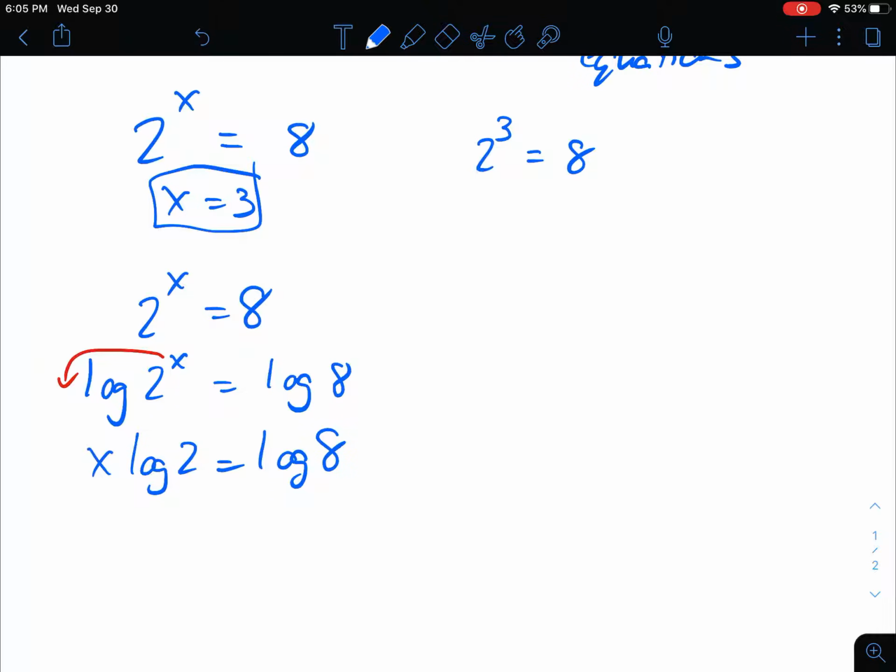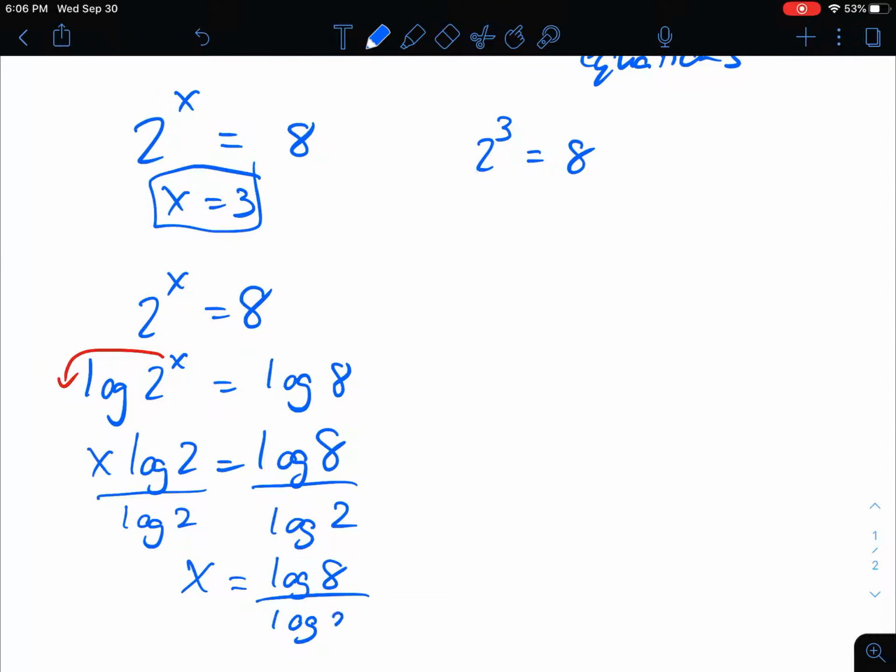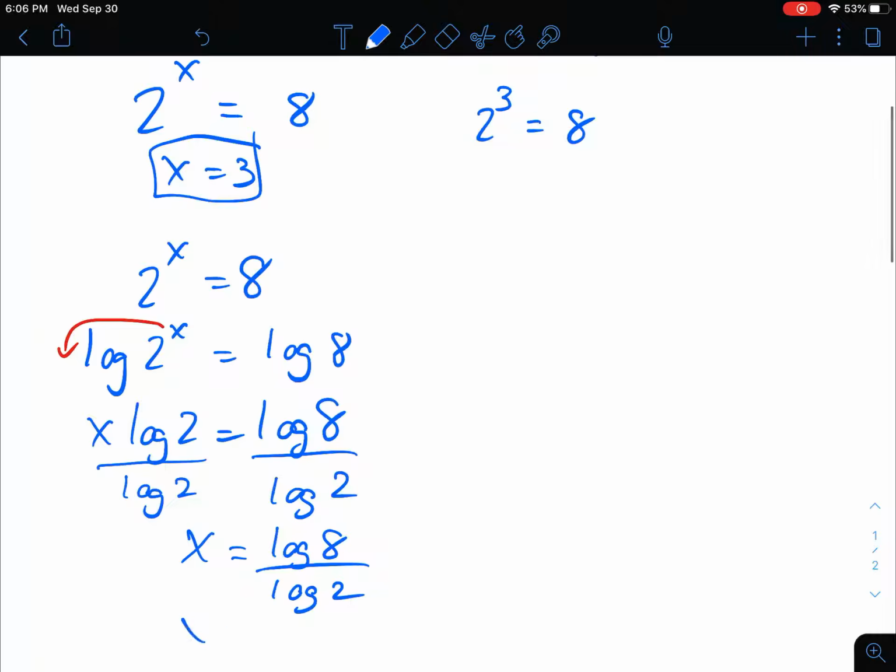So what I can do next is divide both sides by log 2. The log 2's on the left cancel out, and I'm left with x equals log 8 divided by log 2. If you punch that in your calculator, you should get 3. And that is the correct answer. So x is equal to 3. Now that's a really simple one. Let's try something a little bit harder here.